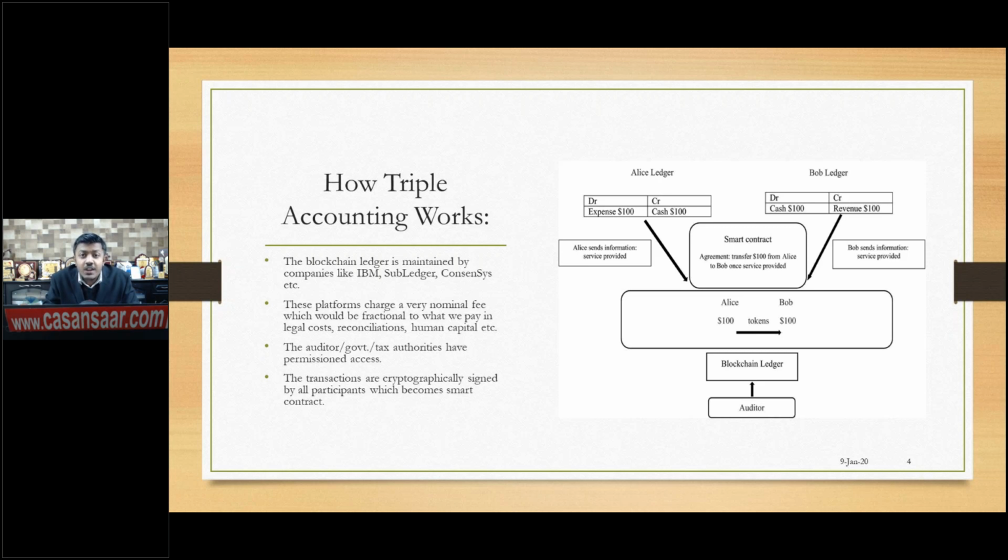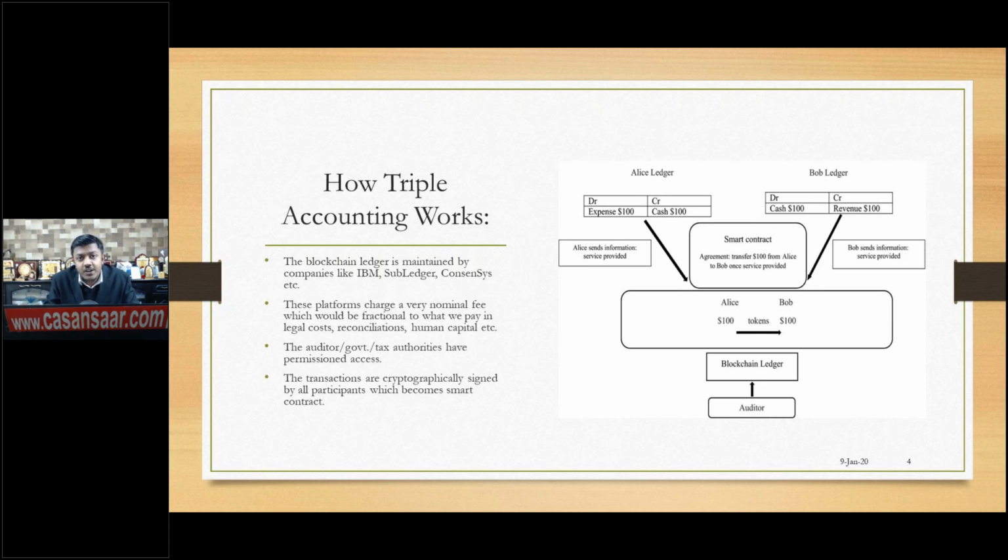The second way is where that same $100 amount is converted into tokens. In today's world, we are living in an era of cryptocurrencies, let's say Bitcoin or Tron or Ethereum. There are plenty of such coins. So the smart contract can be executed in that way. Let's say they decided to convert that $100 into Bitcoin.